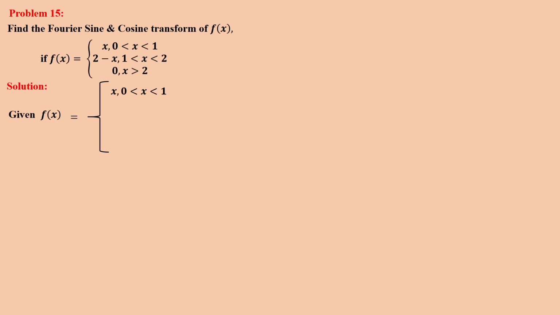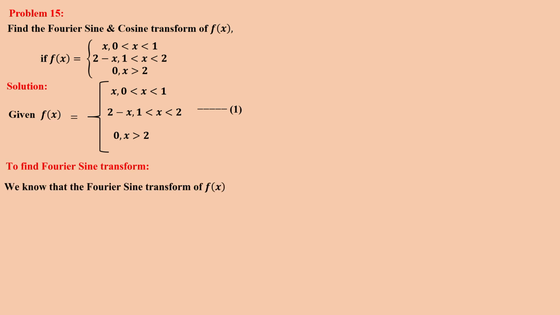in 3 intervals, right? First 0 to 1 interval, that value is x. From 1 to 2 in that interval, its value is 2 minus x. And 2 to infinite, its value is 0. That is equation number 1. First we are going to find Fourier sine transform.